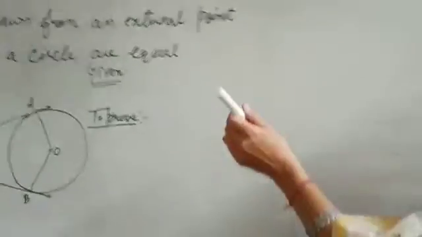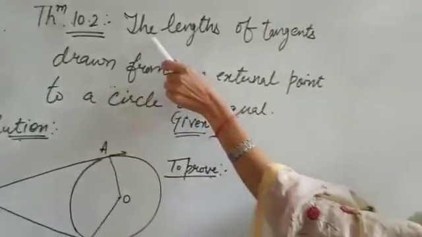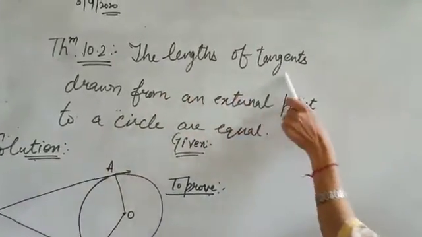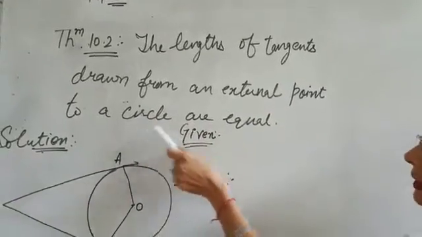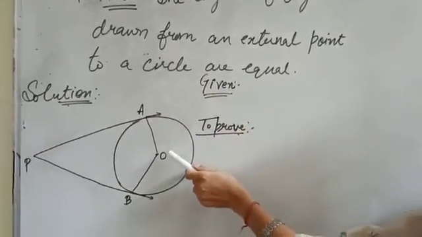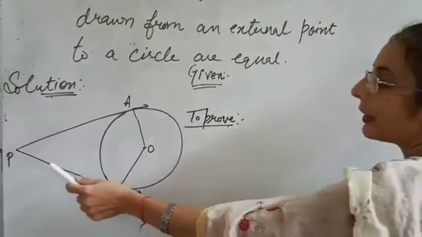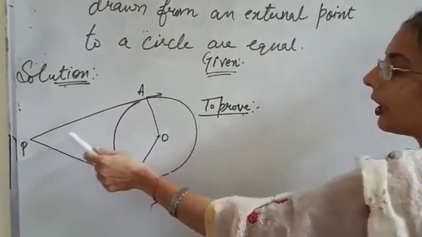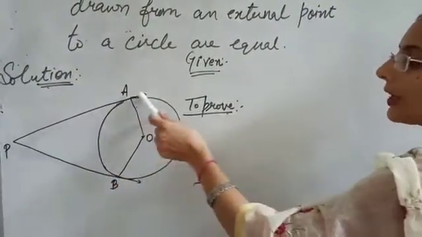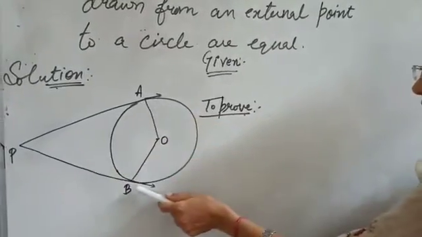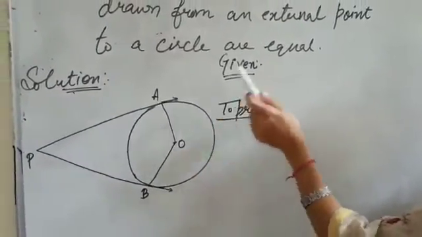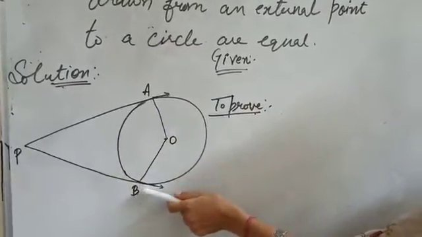Here I have written the statement 10.2: the lengths of the tangents drawn from an external point to a circle are equal. That means we are given an exterior point P. Through P, two tangents PA and PB are drawn, and the points of contact are A and B. Then we have to show that these tangents PA and PB are equal.